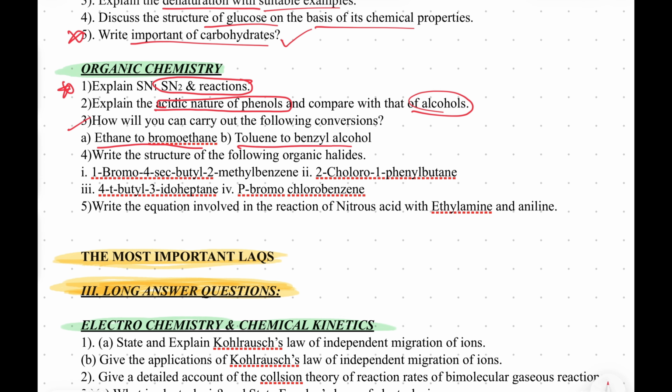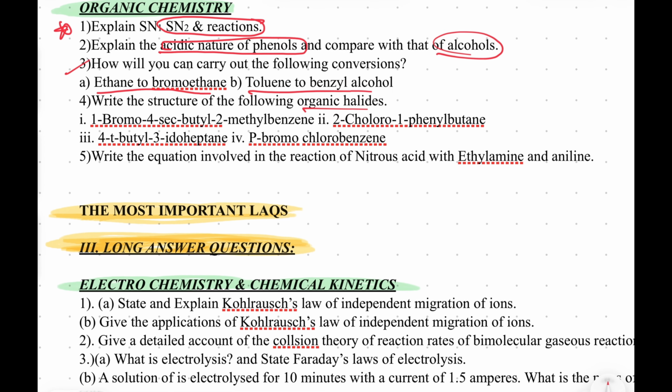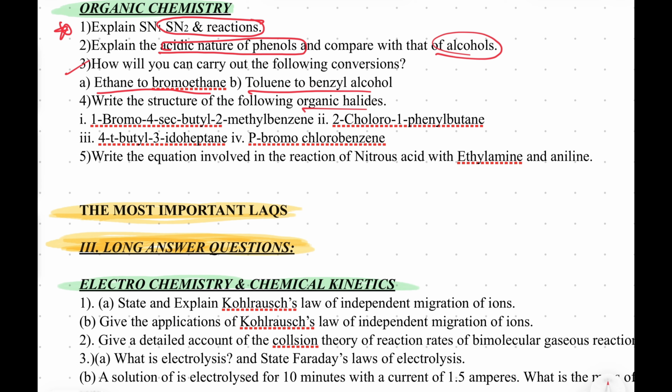Next, structures of some organic compounds. This is actually in IUPAC in first year, but in second year also they are recently asking it. That is, see this: 1-bromo-4-secondary butyl-2-methylbenzene. So they make some complex mixing and ask an IUPAC type question. 2-chloro-1-phenylbutane, such type. So 4-tertiary butyl-3-iodopentane, and para-bromochlorobenzene, like this. Okay, they are asking such type.